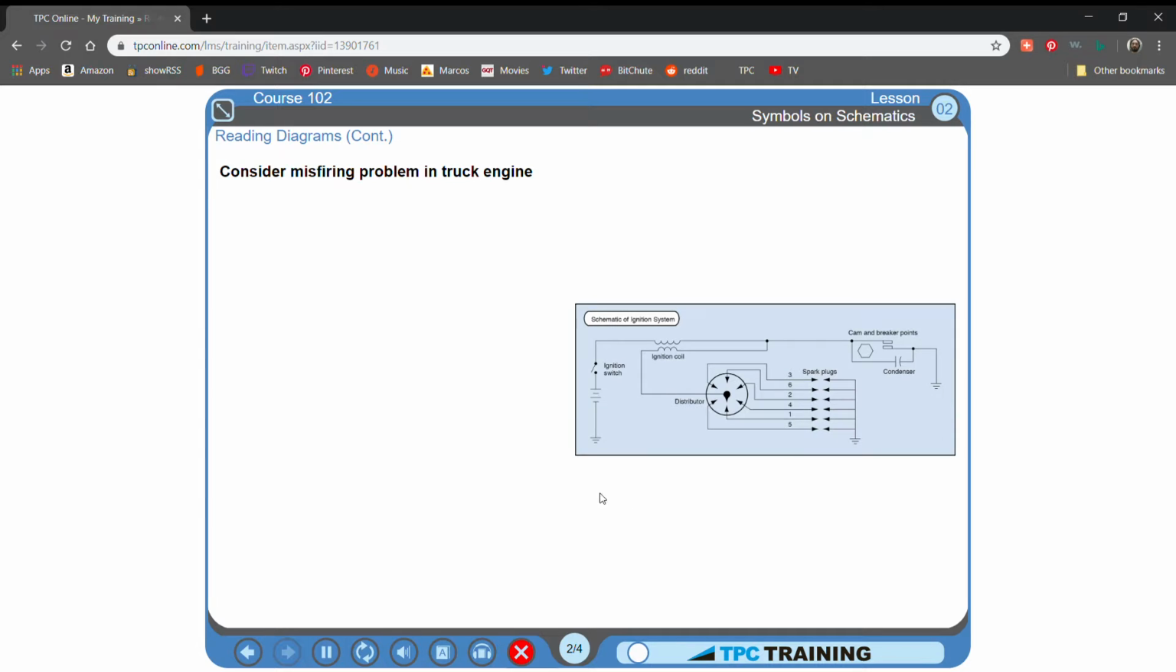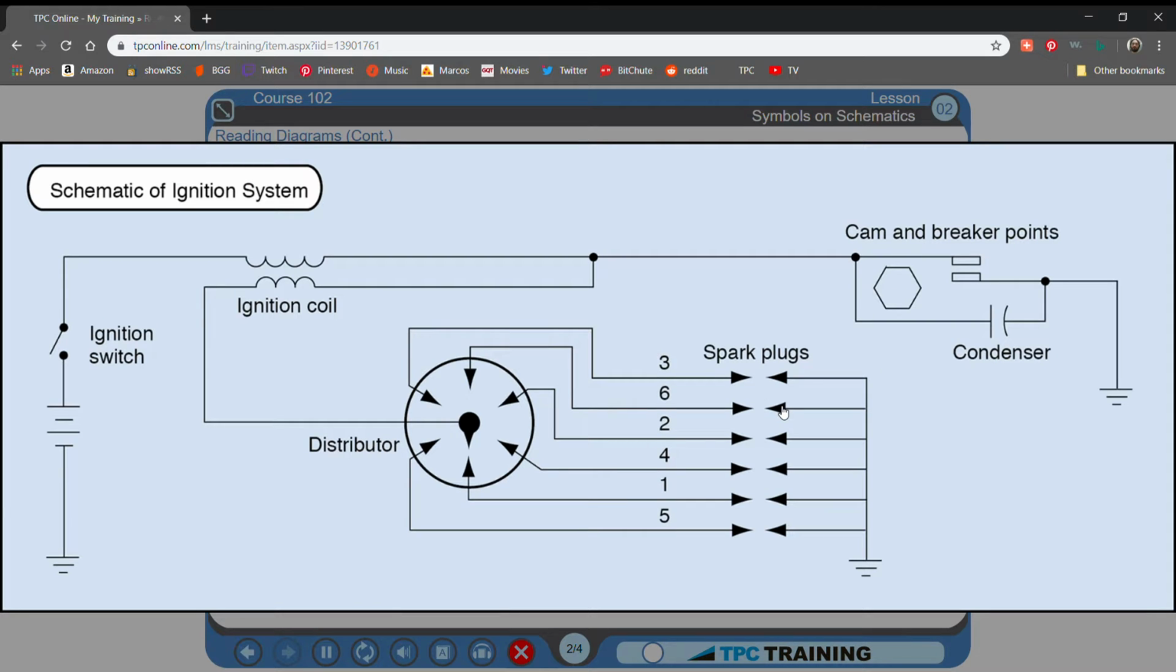Consider the problem of misfiring in the engine of a truck. The steps are listed in the order you should follow. 1. Identify the system. The title of this schematic tells you it is a schematic of an electric circuit. Even if the title did not tell you, the symbols would.